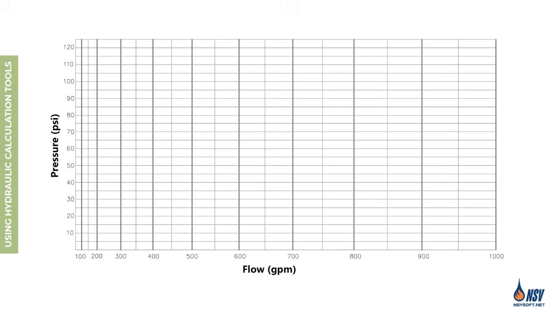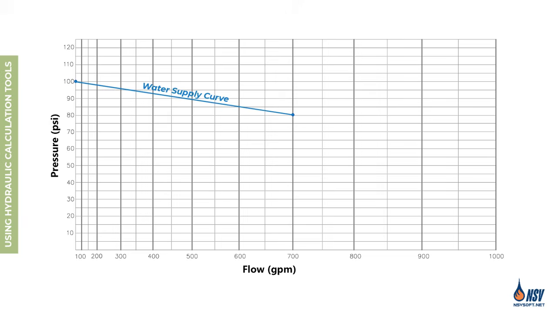In our example, the static pressure of the water supply, meaning the pressure under no flow conditions, is 100 psi. At 700 gallons per minute, the residual pressure is 80 psi. The line connecting these 2 points represents the water supply curve.